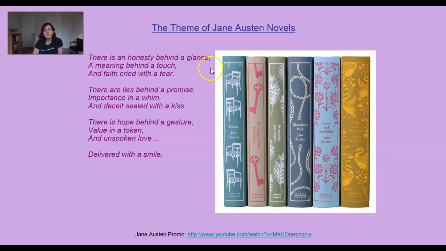It says, there is an honesty behind a glance, a meaning behind a touch, and faith cried with a tear. There are lies behind a promise, importance in a whim, and deceit sealed with a kiss. There is hope behind a gesture, value in a token, and unspoken love delivered with a smile.